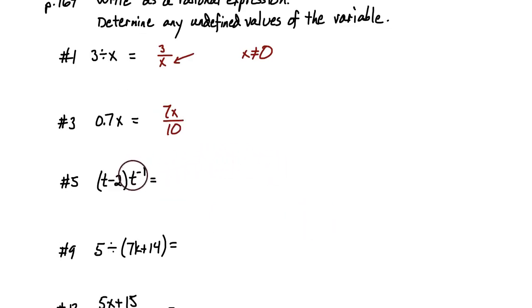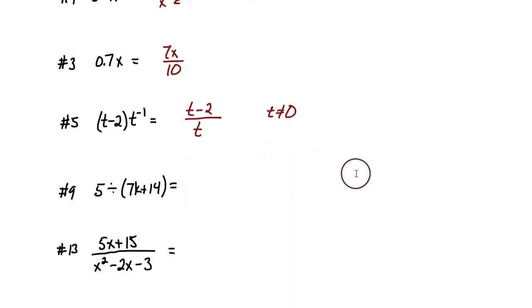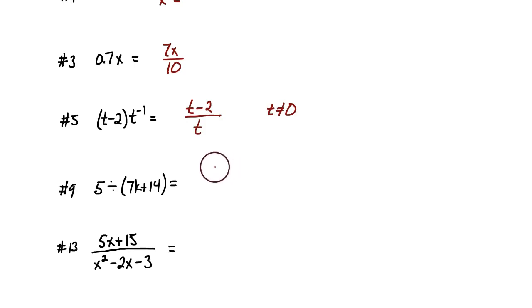Number 5, the factor that has the negative exponent can be written in the denominator, using our rule about negative exponents, which is that they mean reciprocals. So the t to the negative 1 exponent can be put down into the bottom, where it will now have a positive 1 exponent. There is a variable in the denominator. That variable cannot equal 0. That's our undefined value.